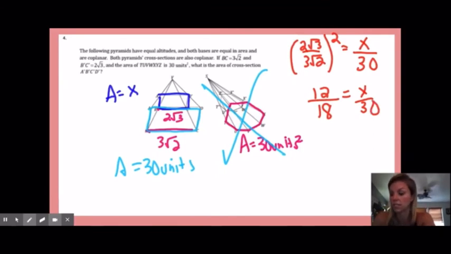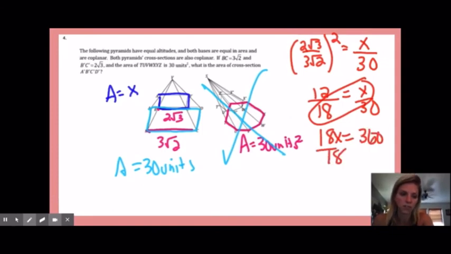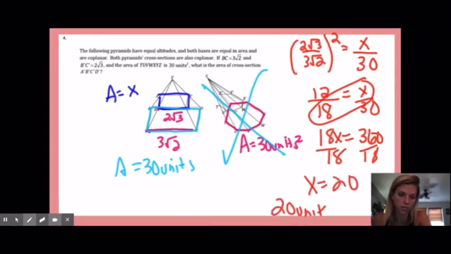So just do it one at a time. Do parentheses, 2 square roots of 3, close your parentheses and square it, and you'll see it's 12. Do 3, and again, put parentheses around it, 3 square roots of 2, square that, and you get 18. Now I just cross multiply. I get 18x equals 12 times 30 is 360. Divide by 18. 20, right? I'm losing it. X equals 20. That's the area of the smaller one. So it's 20 units squared.